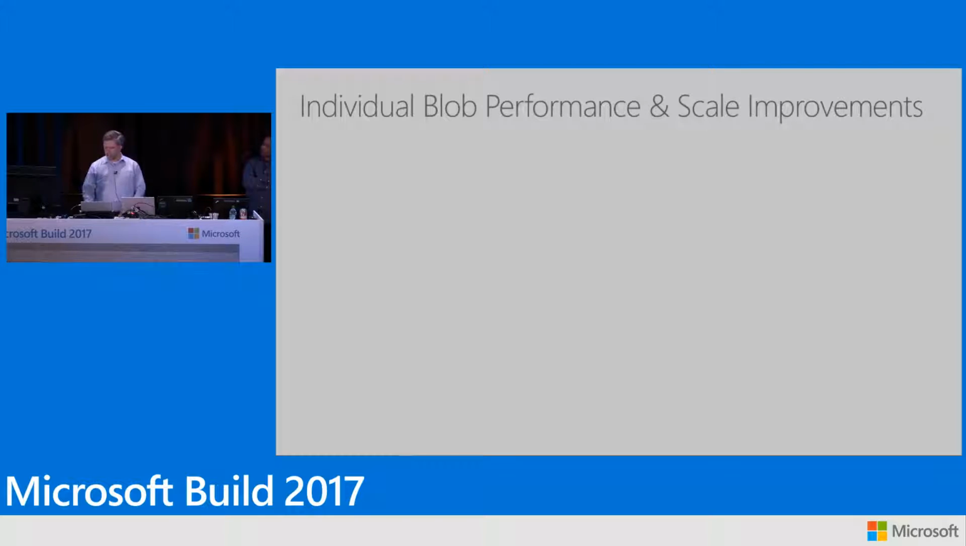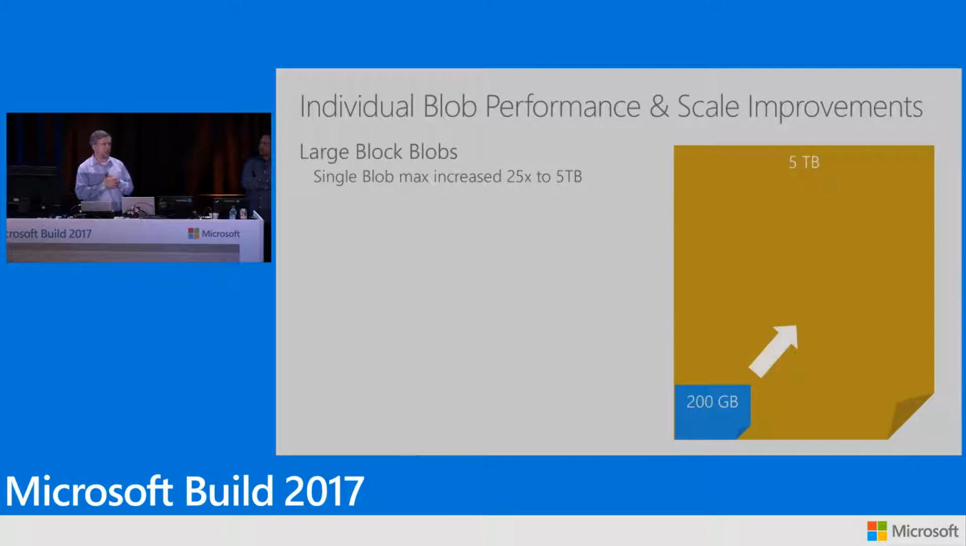The next one we talked a little bit about. For individual blobs, in the past, you could only have 200 gig blobs. Michael talked about this change going up to 5 terabyte blobs. This is important in some scenarios in oil and gas and other places where we have very large files that we need to operate on. And we're also doing equivalent throughput improvements, so you can write to these very large blobs in parallel with the kind of throughput you need.